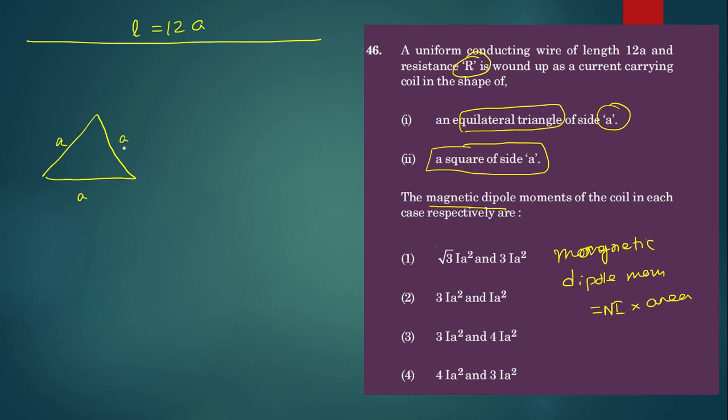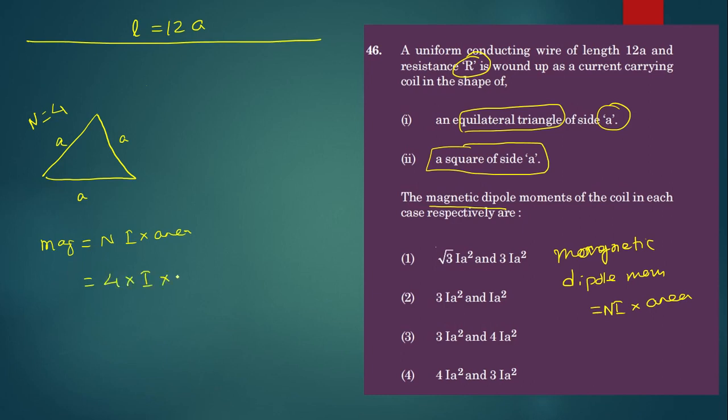So how many rounds will be possible? How many triangles will be possible? The number of triangles will be 4. Therefore, n will be 4. So what will be the magnetic moment? The magnetic moment is equal to n multiplied by the amount of current multiplied by area. So n is 4 multiplied by current.